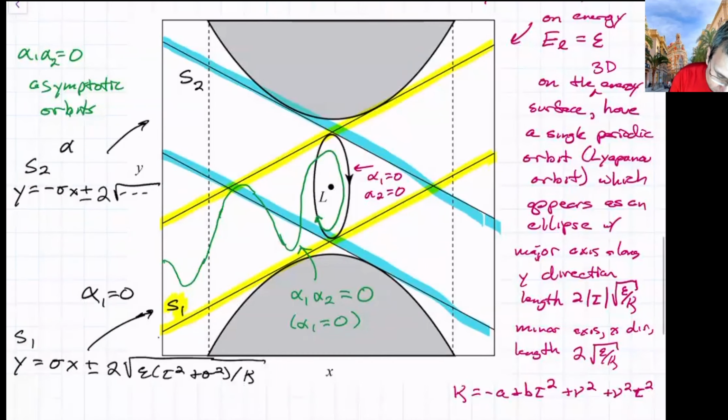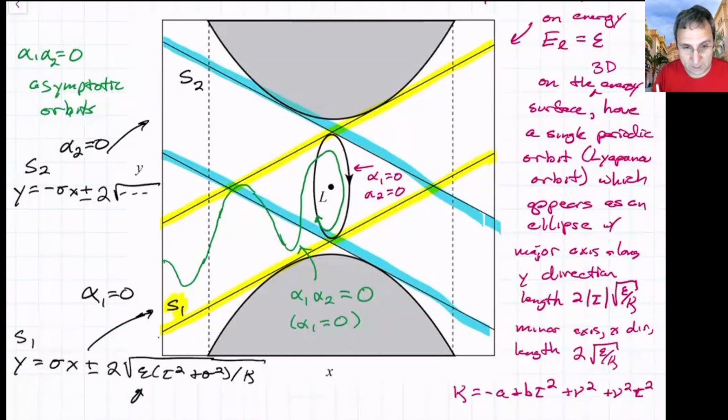These are the ones that have alpha 2 equaling 0, everything in there. And also notice that the width of these strips in which the asymptotic orbits live also goes to 0 with epsilon. So their width is proportional to square root of epsilon, meaning square root of the energy above the equilibrium point. Those are two categories so far, the periodic orbit and the asymptotic orbits.